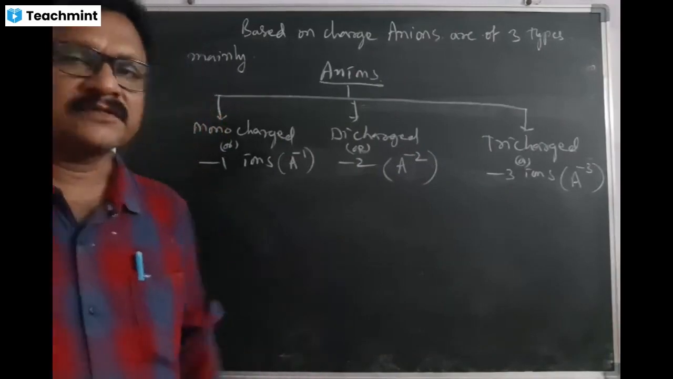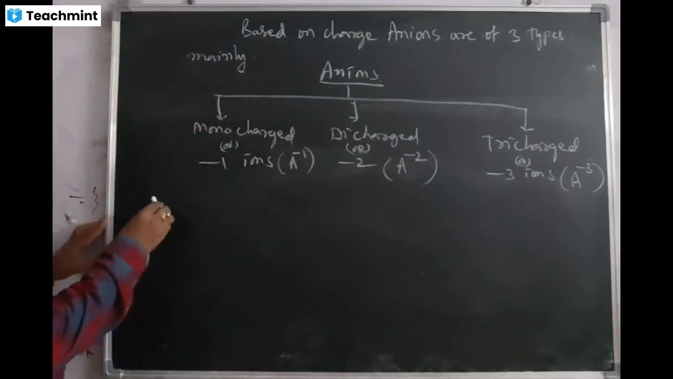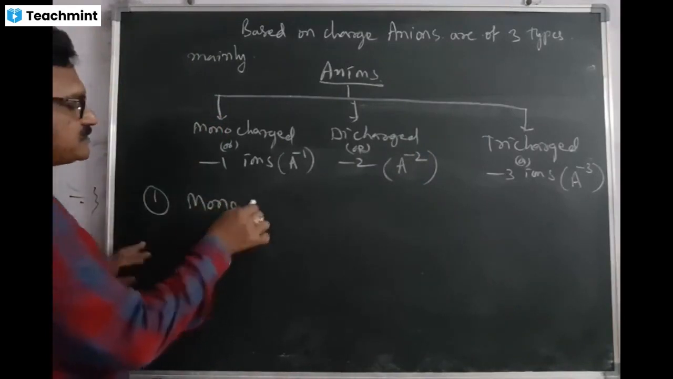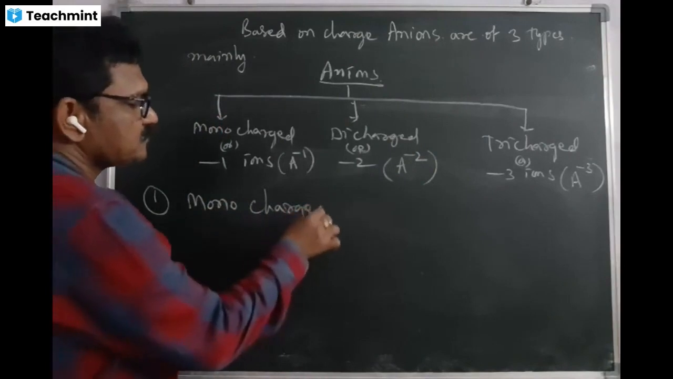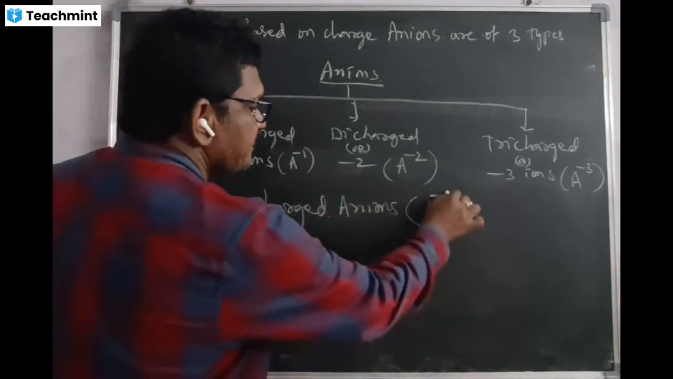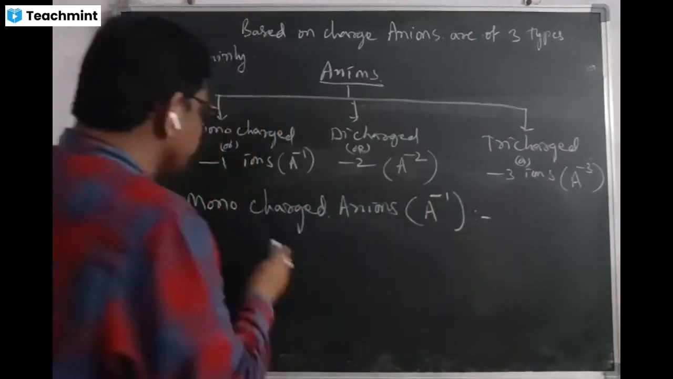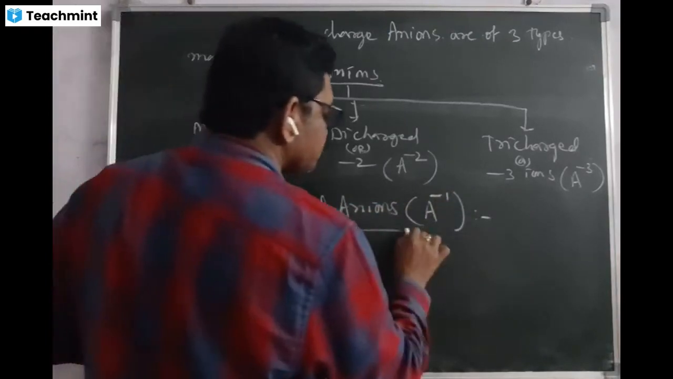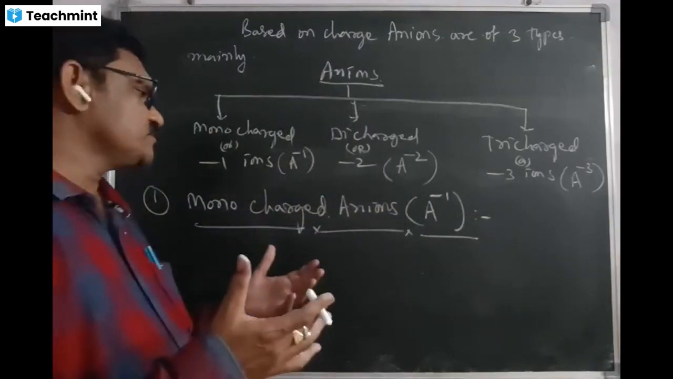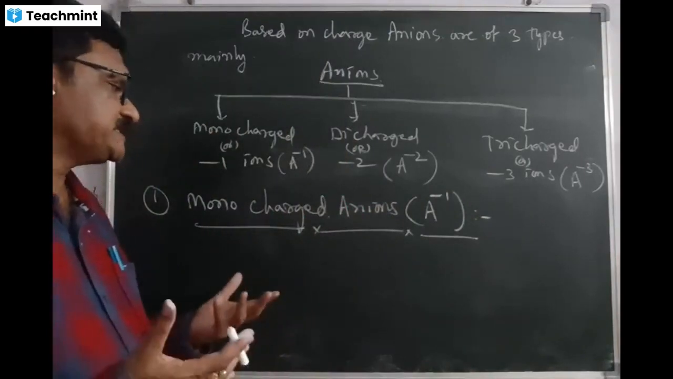Okay. Then you write the heading. What is that? You are going to study the monocharged anions. You know it is represented with A-1. Monocharged anions. Okay. So what are the ions? Monocharged ions we have in our chemistry.